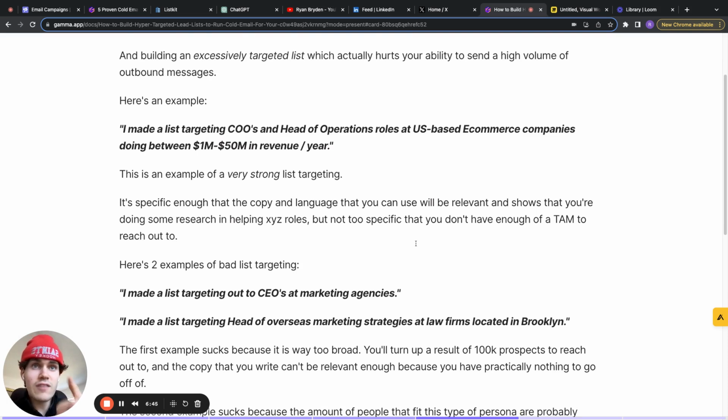Cool, right? This is an example of what I would say is a very strong list. It's specific enough that the copy and the language that you use can be relevant and shows that you're doing some kind of research into certain roles. You're not just blasting this across a whole bunch of different roles and industries, but it's not too specific that you don't even have a TAM, which is total addressable market, just the amount of people that you can reach out to.